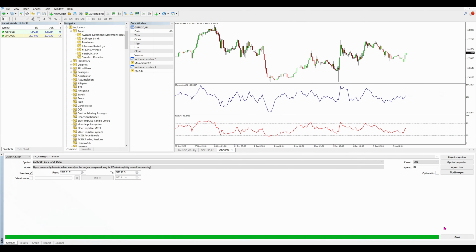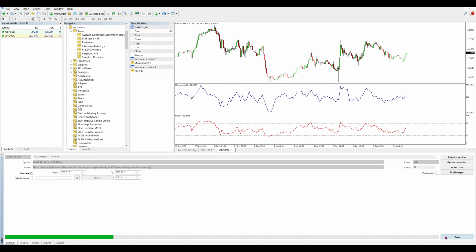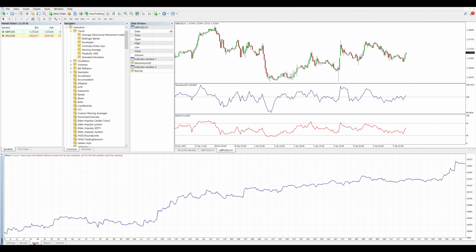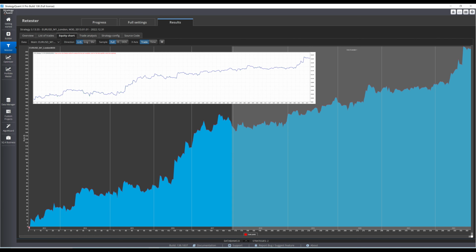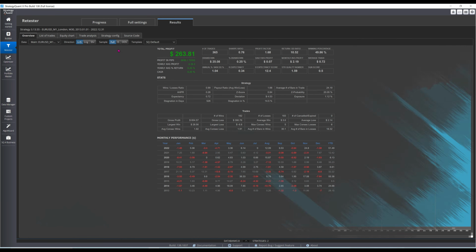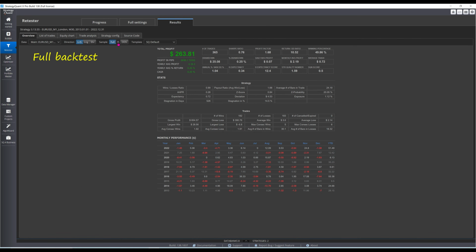I also backtested the strategy in MT4. Even with a different backtest engine and slightly different data, the equity curve looks similar. As usual, out-of-sample performance is slightly worse than the in-sample performance, but is still acceptable to me.